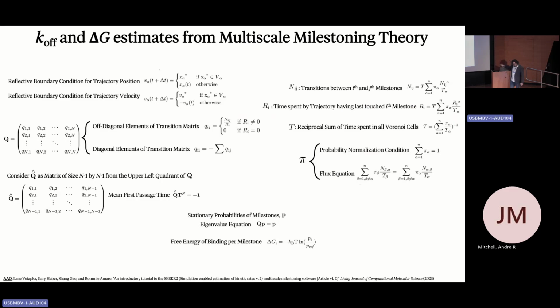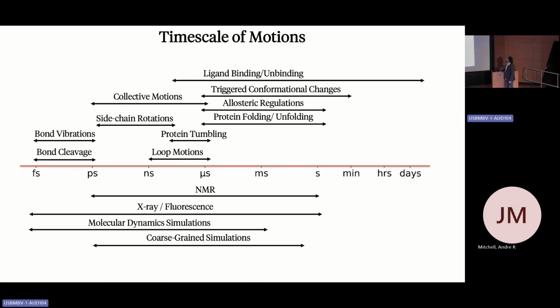So the entire maths, I'm not going to go through it, but this is how we create a transition matrix. We find the stationary probabilities of these milestones, and we get the free energy of binding per milestone, and we get the mean first passage time, which is also, I can say, the residence time of these ligands.